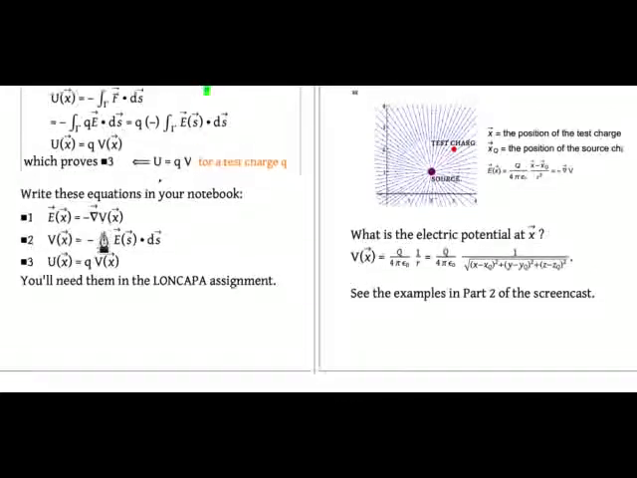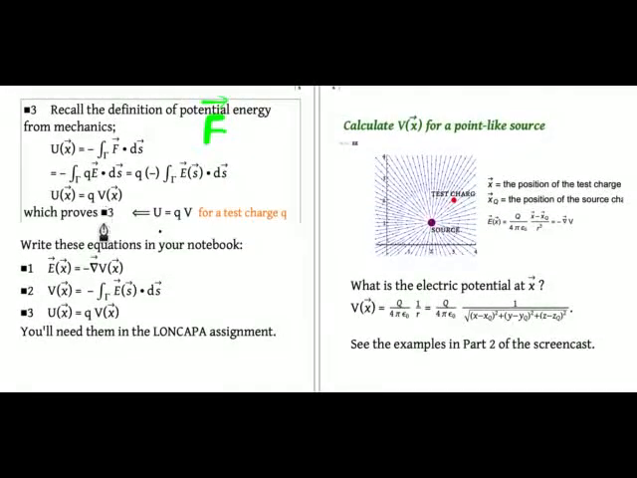So make sure you have these equations written down in your notebook. You'll need them in the assignment. The electric field is the negative of the gradient of V. In words, the electric field at some point is the rate of decrease of electric potential in that direction for some component of E. And there are three directions, so you have this gradient operator.